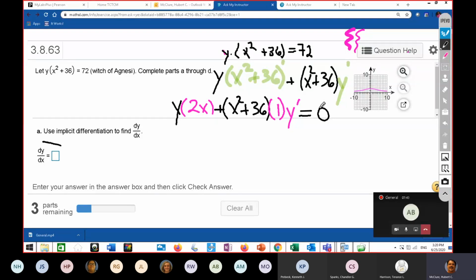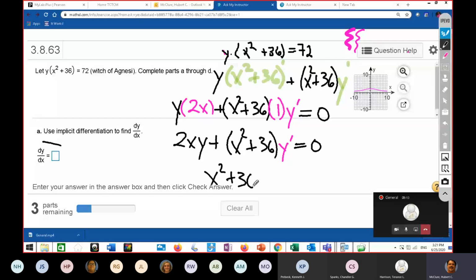And that's going to be 2xy plus x squared plus 36 times y prime is equal to 0. x squared plus 36 times y prime equals negative 2xy. And divide by x squared plus 36.